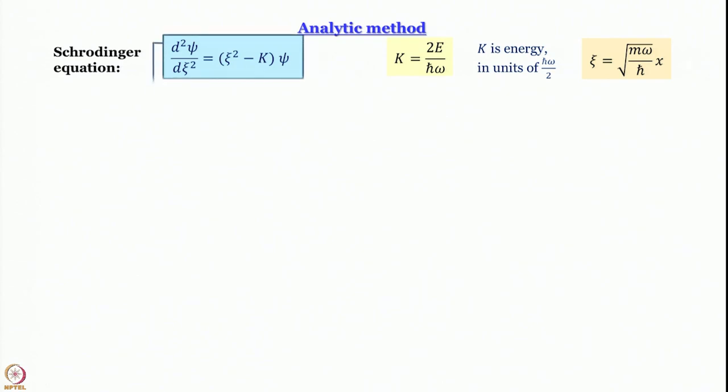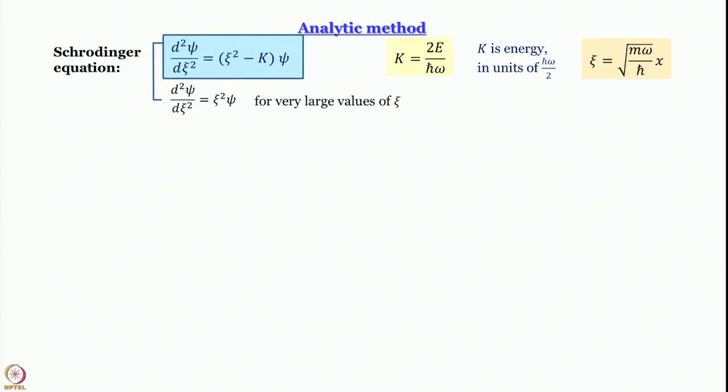Great. So now let us understand something. We have said that k is just a number like 1, 2, 3, 4, so on and so forth, right? So what happens if xi is very large? Then you can neglect k with respect to xi square. Then d2 psi d xi 2 becomes xi square psi.